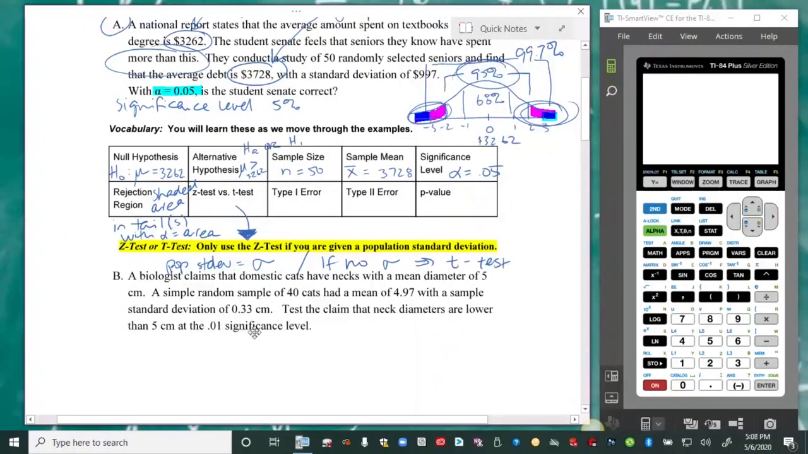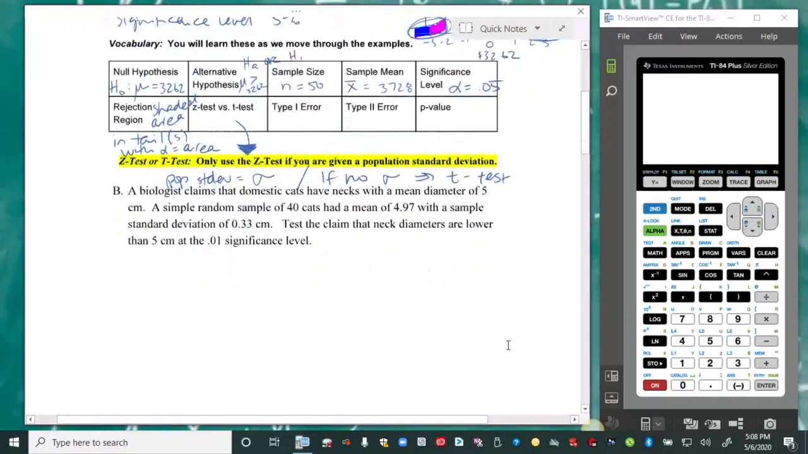So let's go ahead and go back to example B. So in example B, this is the biologist with the cats and the neck diameters. Okay, so kind of a little funky example, but that's okay. We can work through it. So we want to decide what are our sample values and what are the values that we're comparing it to. Here's our sample. So we've got a sample of 40 cats.